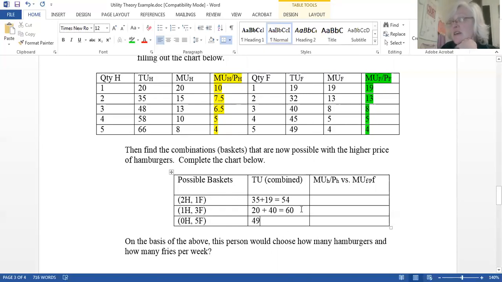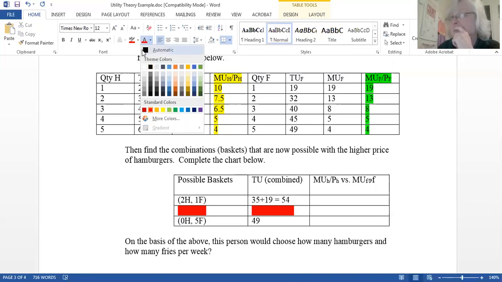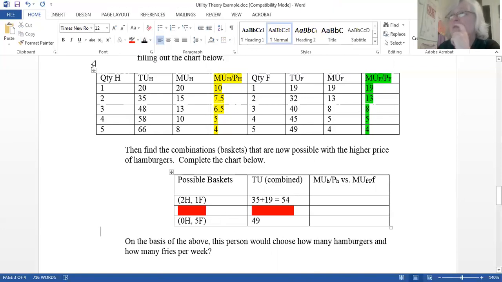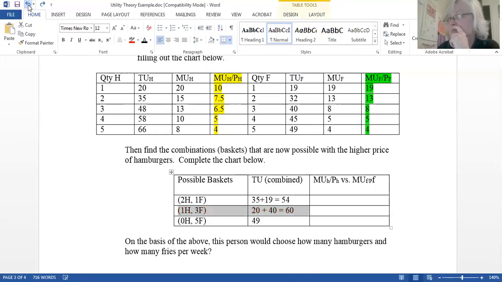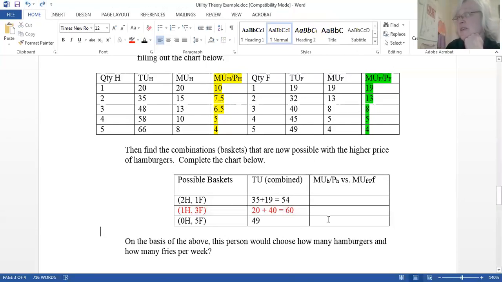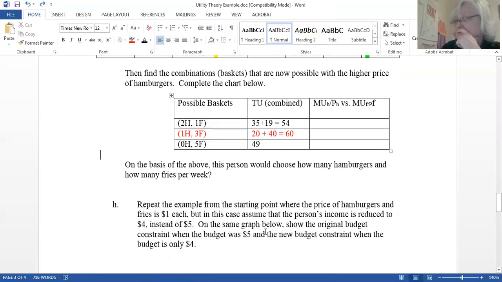And in this case, it looks like 1 hamburger, 3 French fries is going to be my winner, right? So let me go back and do red. There's my winner. Oops, that wasn't right. Yeah, the undo button. Okay, there we go. I'll leave it like that. So that looks like the right answer because 60 is bigger than 54, and 60 is bigger than 49. So the highest total utility is 1 hamburger, 3 fries.